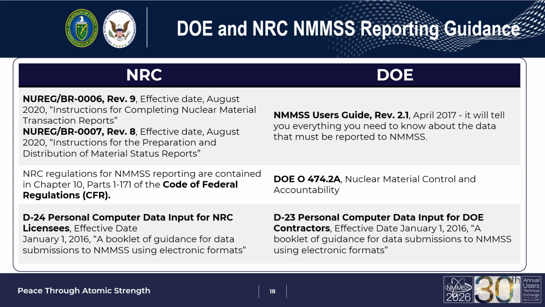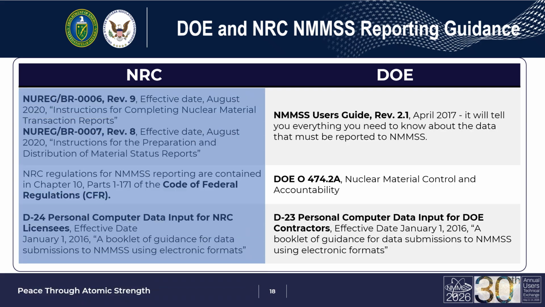So, what are the NMMS reporting guidance documents for DOE and NRC? NRC regulations for NMMS reporting are contained in Chapter 10, Parts 1 through 171 of the Code of Federal Regulations, known as the CFR. The NRC NMMS reporting guidance is referred to as the NUREGs. The BR 666 provides instructions for completing and distributing nuclear material transaction reports, while the BR 777 provides instructions for the preparation and distribution of material status reports. Note that the material status reports consist of the physical inventory listing and the material balance report. For assistance and guidance for data submissions to NMMS using electronic formats, NRC licensees would use the D24 Personal Computer Data Input for NRC licensees.